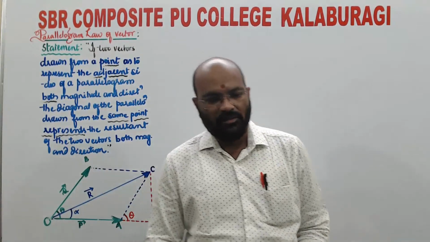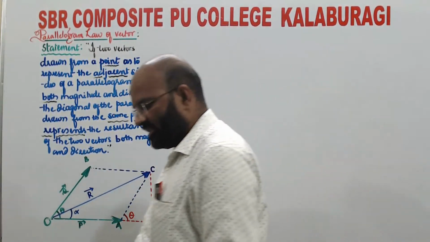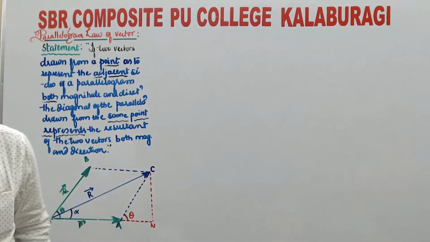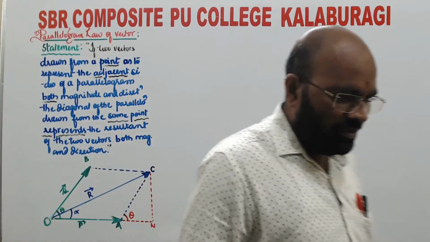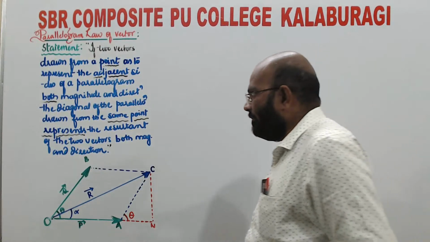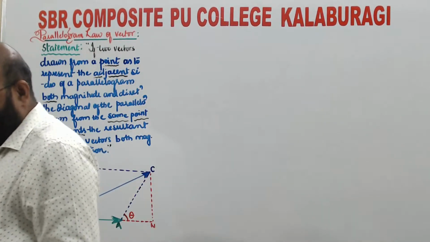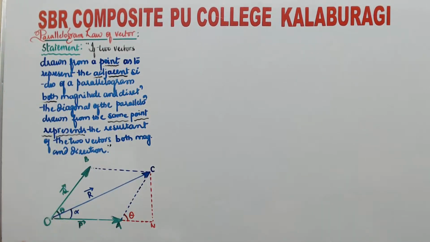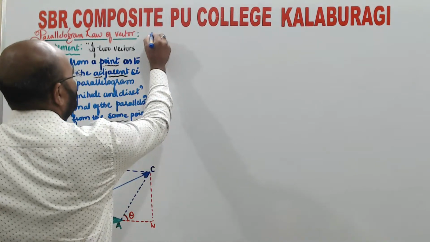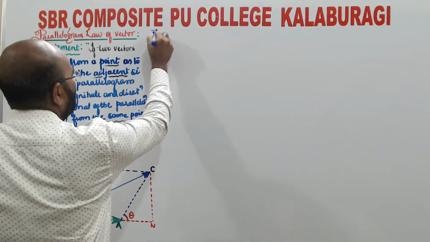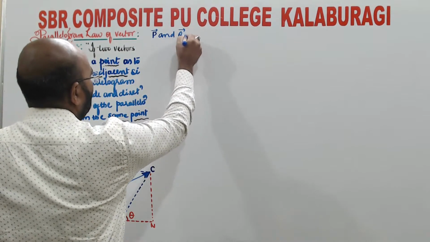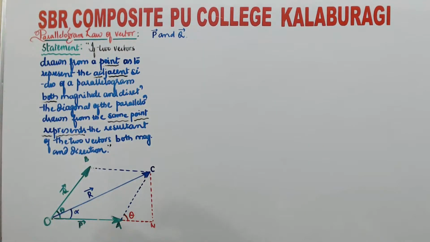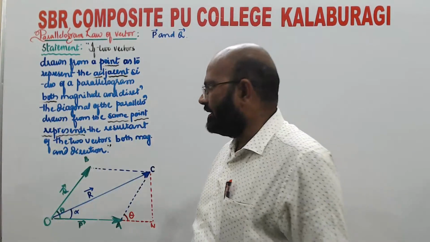In today's session, we have to discuss the parallelogram of vector addition. Here we consider two vectors, say for example, vector P and vector Q. Vector P and vector Q are two non-zero vectors.